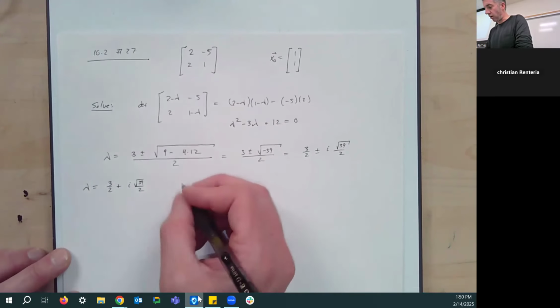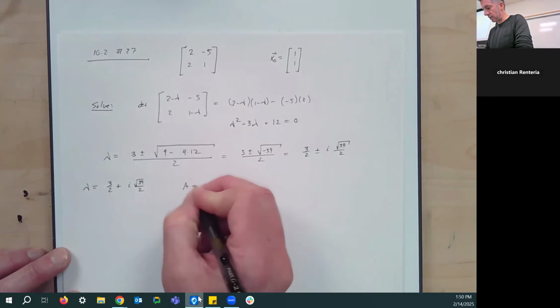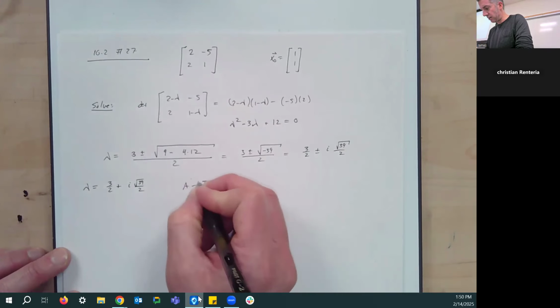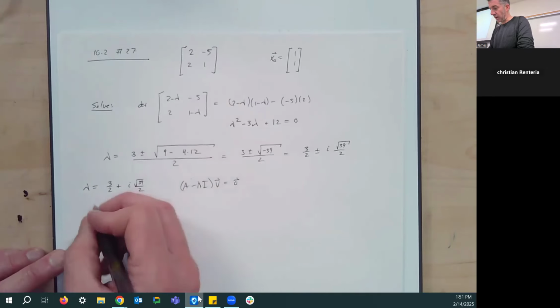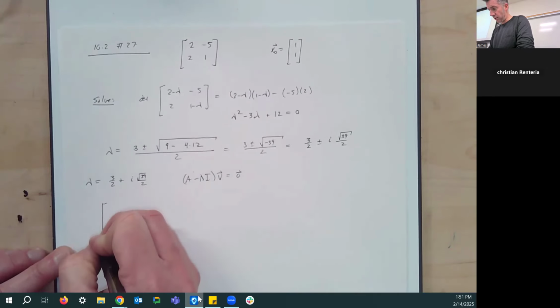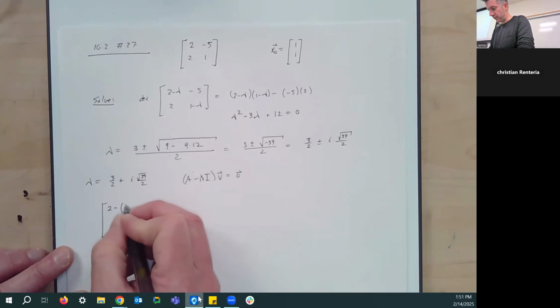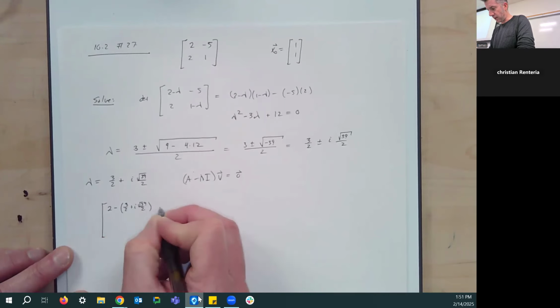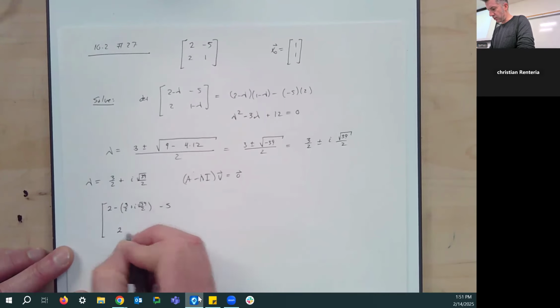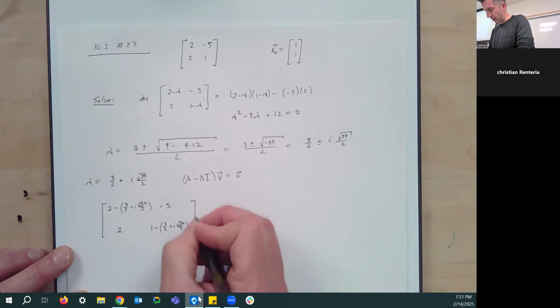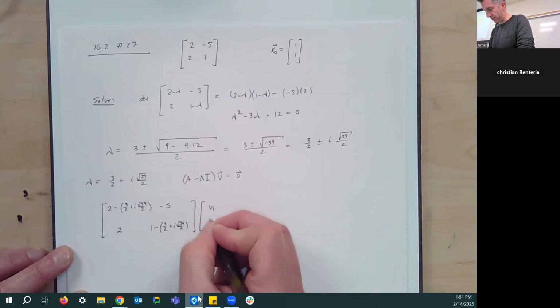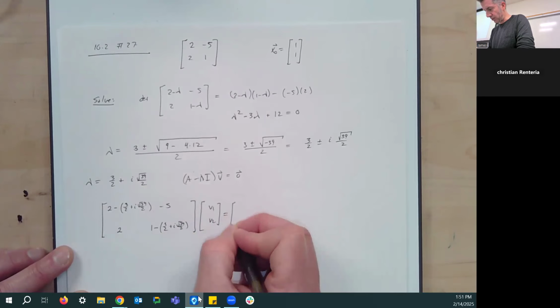So we're going to set our A minus lambda I times our vector equal to the 0 vector. So our A minus lambda I is going to be pretty gnarly here. It's going to be 2 minus 3/2 plus i root 39 over 2, -5, 2, and 1 minus 3/2 plus i root 39 over 2, times the eigenvector we're looking for, equal to 0, 0.